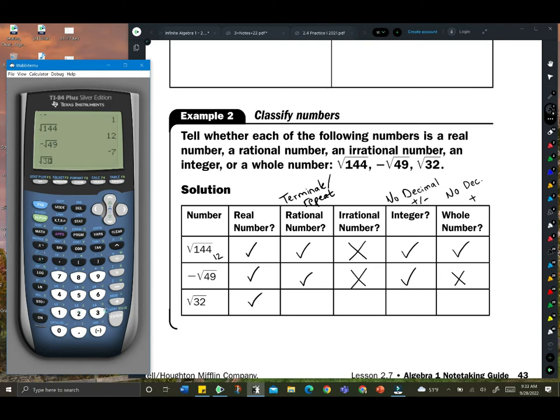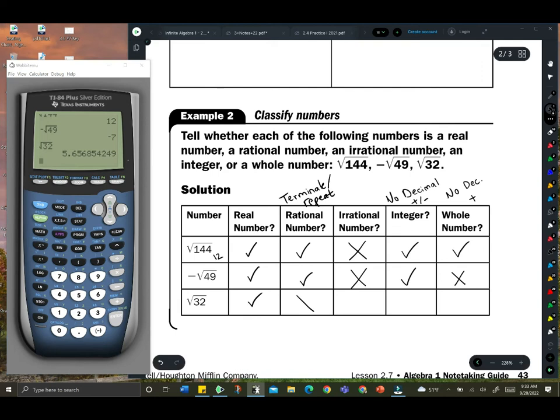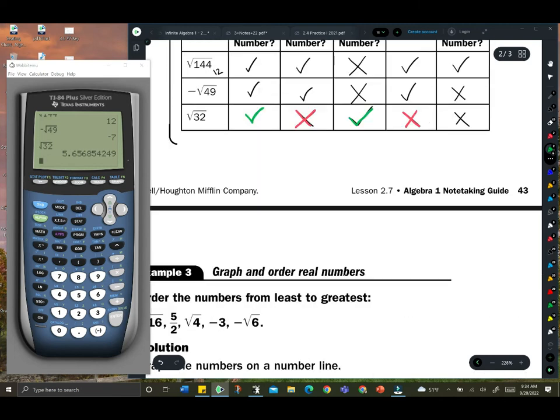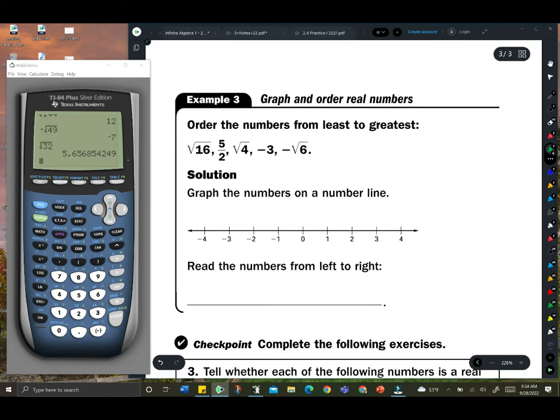Square root of 32. It is 5.656, and so forth. Okay, notice there's no repeating, and if this happens, you are not looking at a rational number. You are just looking at an irrational number, and then it cannot be anything else. So if you have a number like square root of 32, it can only be irrational, and that is it, and a real number. Okay? So that's the idea with those.